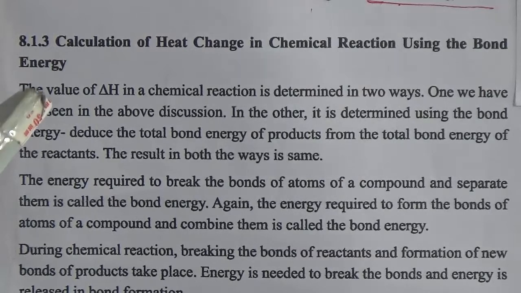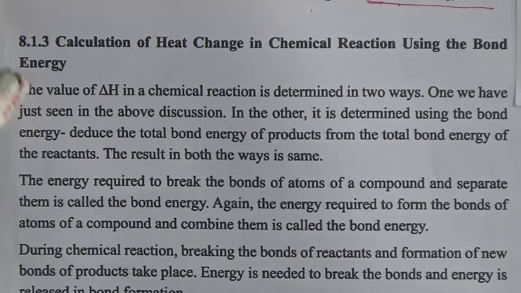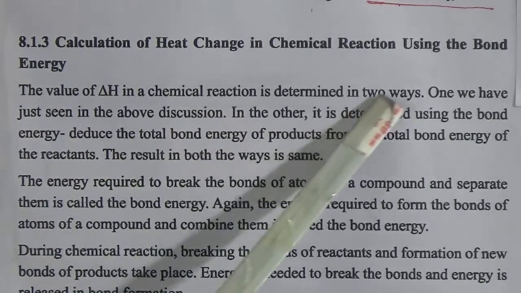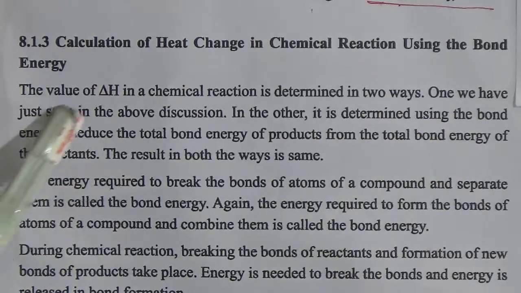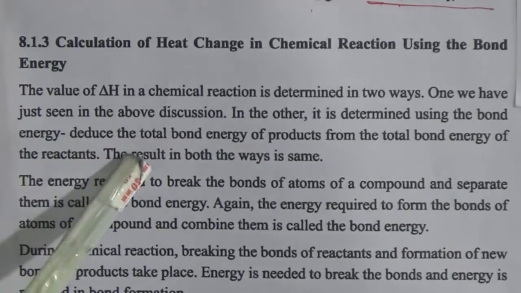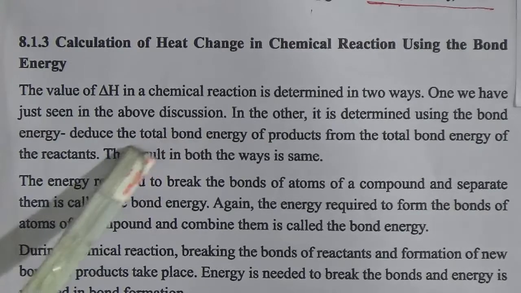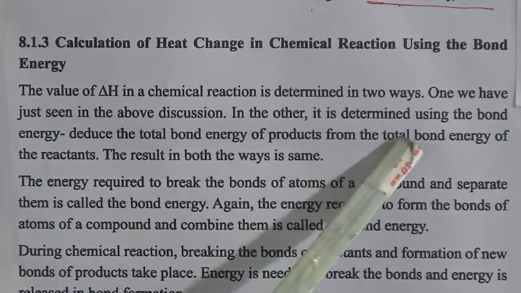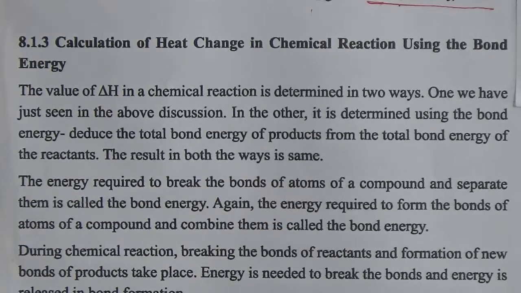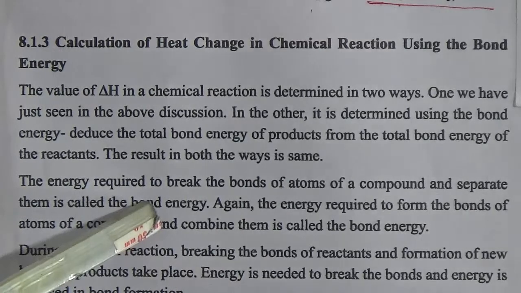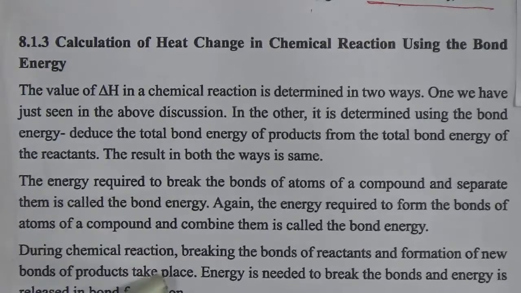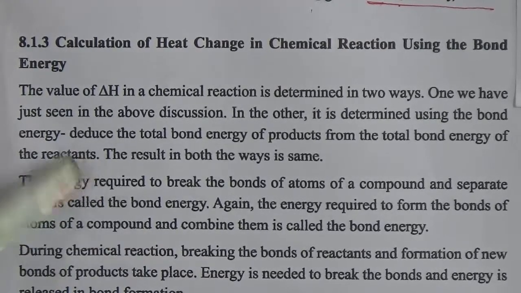Dear student, we can easily calculate the heat change by using the bond energy, the value of del H. The value of del H in a chemical reaction is determined in two ways. One we have just seen in the above discussion, and the other is determined using the bond energy, by deducing the total bond energy of the product and the total bond energy of the reactant. The result in both ways is the same. That means if we use del H is equal to E2 minus E1, or if we use the next formula, the result will be the same.